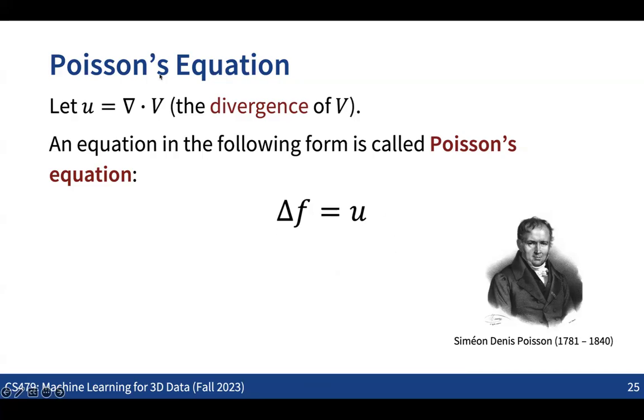Given the surface normal information, we take the divergence of it, and then we solve this Poisson equation to get the signed distance function from the surface normal information. This is basically why we call this technique Poisson surface reconstruction, because we are doing surface reconstruction by solving this Poisson's equation.